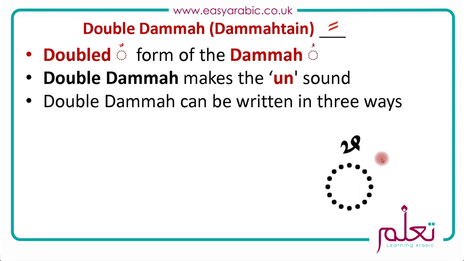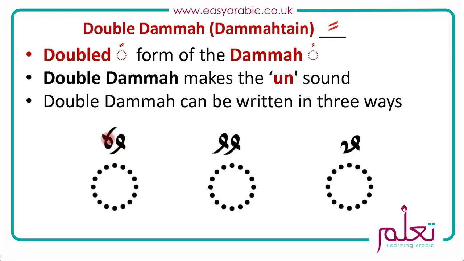Now the double dhamma can be written in three ways. The first one is like I've just shown you. So you start from here, and then the thing at the end. Or the other way you'll see it written is with the two dhammas. And the last one is like this, and then an inverted dhamma. You'll see a lot of this in the Quran, but this as well. So like I said, you may see each one of these, so you know what you're looking at. Okay, so let's go through the letters.